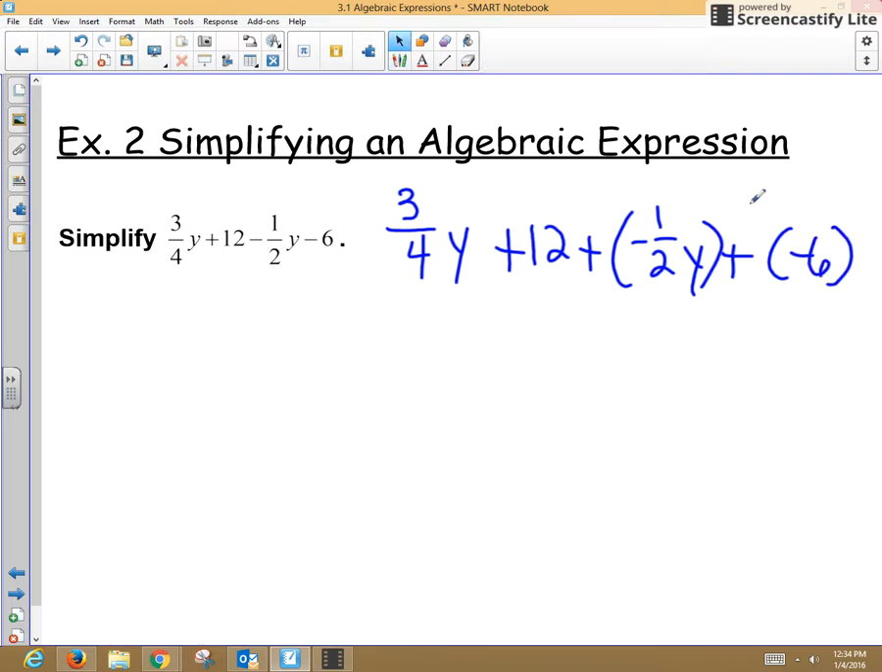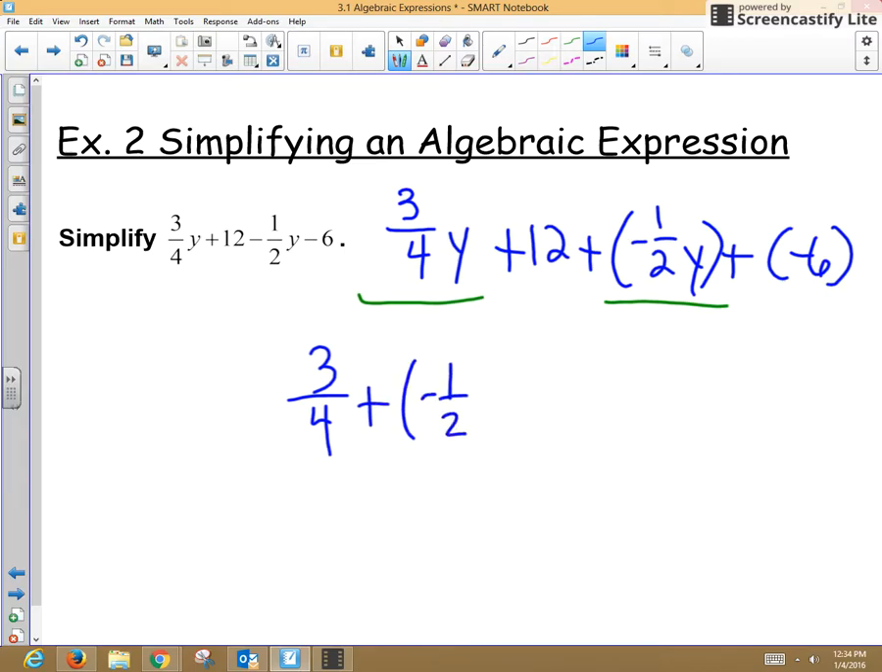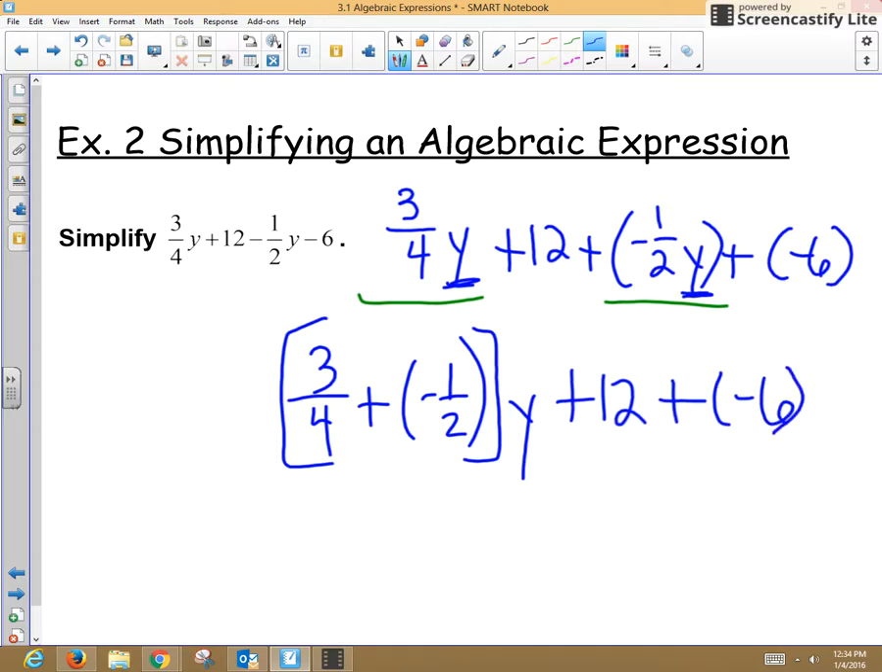Now 3/4 y and 1/2 y have the same variable. These are like terms. So I'm going to combine the like terms. 3/4 and negative 1/2. And these are all part of the y variable. So I'm using distributive property to distribute the 3/4 and the negative 1/2. And this will all be multiplied times y. Now I'm going to bring down the plus 12 and the negative 6.